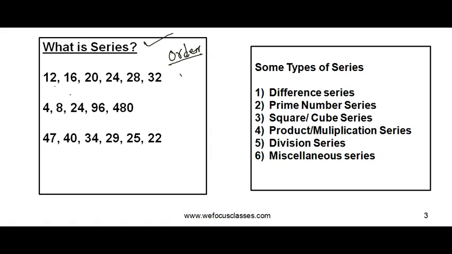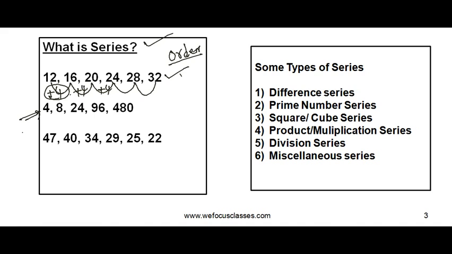Here the first example is given: 12 to 16, 16 to 20, 20 to 24, 24 to 28 and 28 to 32. Means from 12 you are getting 16, from 16 you are getting 20, from 20 you are getting 24, from 24 you are getting 28, from 28 you are getting 32. Every time you are adding 4 so that you get the next number. So every number is following a particular order. What is that order? The difference is 4 in this set of numbers. So we say that this is a series following a constant difference of 4.